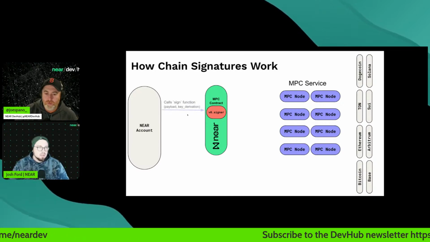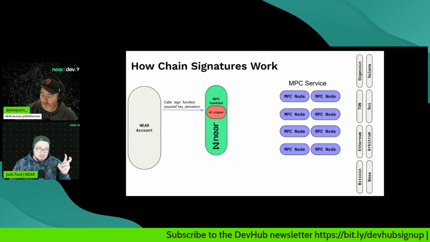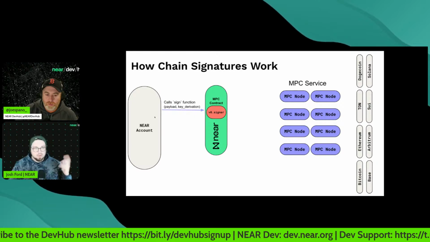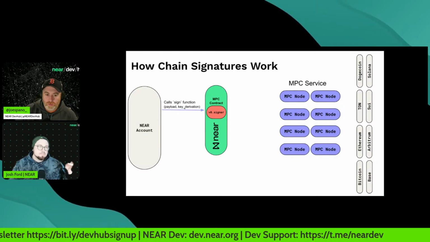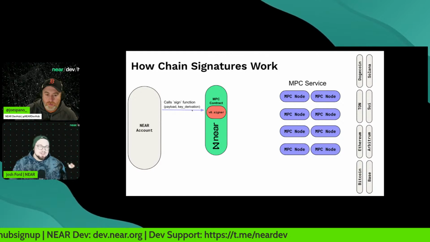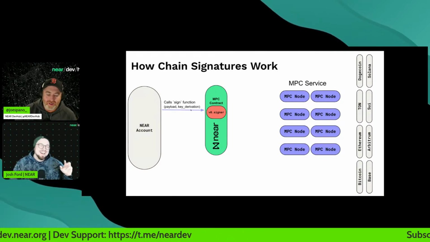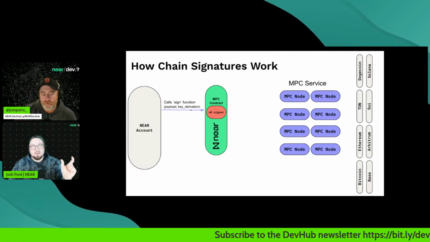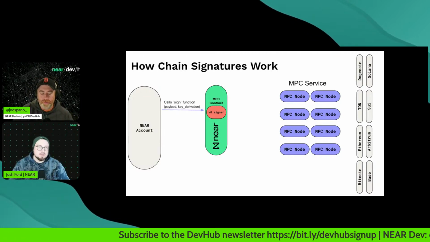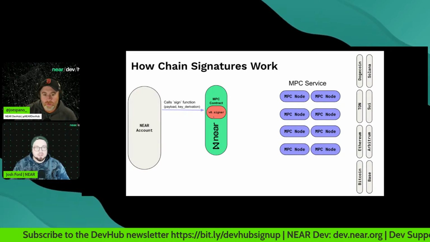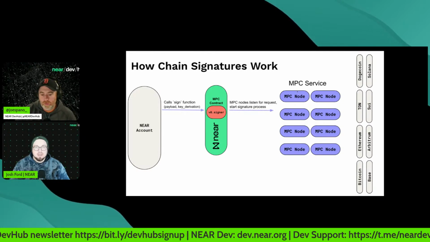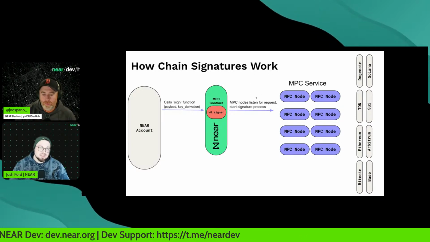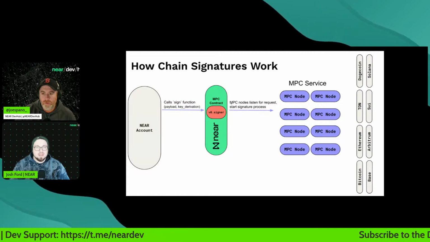So again, we're going to call a sign method. With that, we're going to have a payload that you construct on your end, either on your front end or, if you're doing it, on a back end. And then you have that key derivation. I'm having a hard time with that word today, which is your account plus whatever string you have. And we'll show you more about that in the live demo. And it's calling this smart contract on the Near blockchain. That Near blockchain smart contract has a request to it. This MPC service is listening for this request, and then it grabs it.